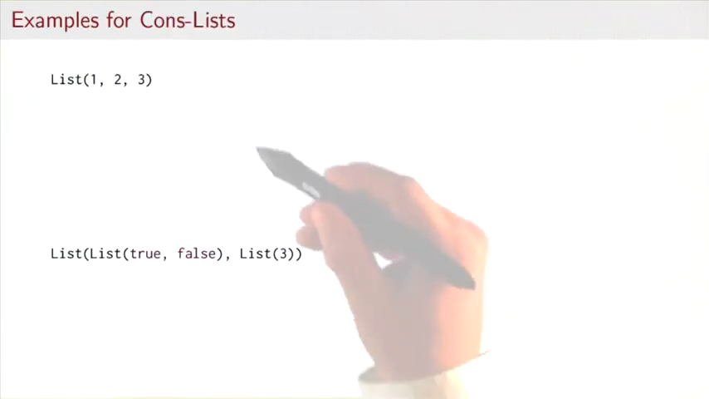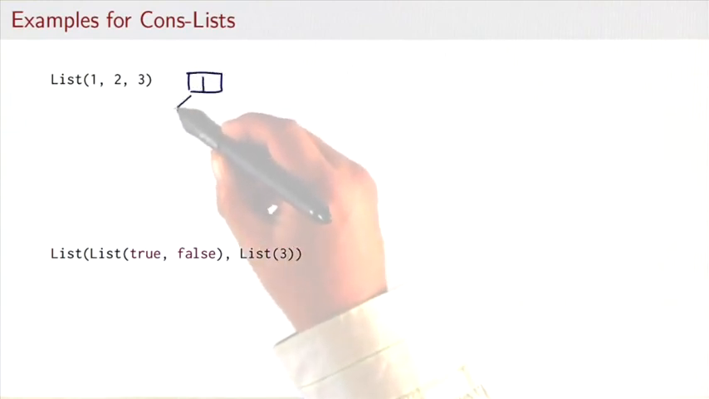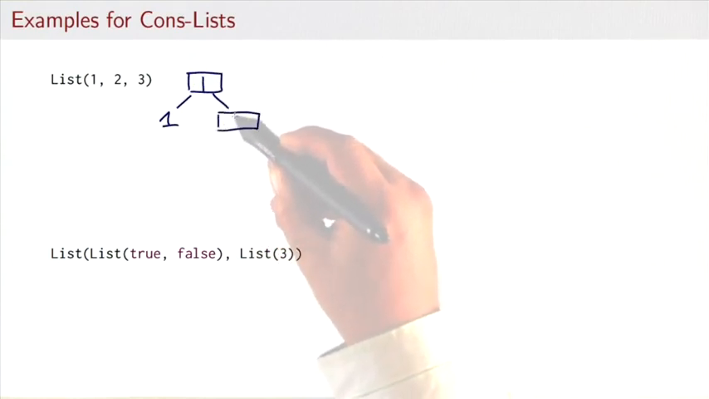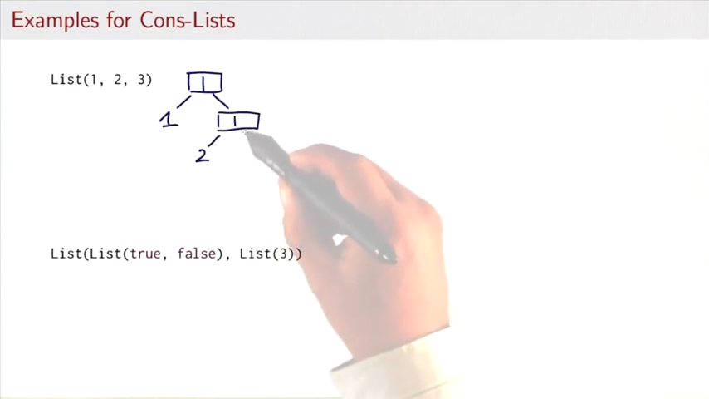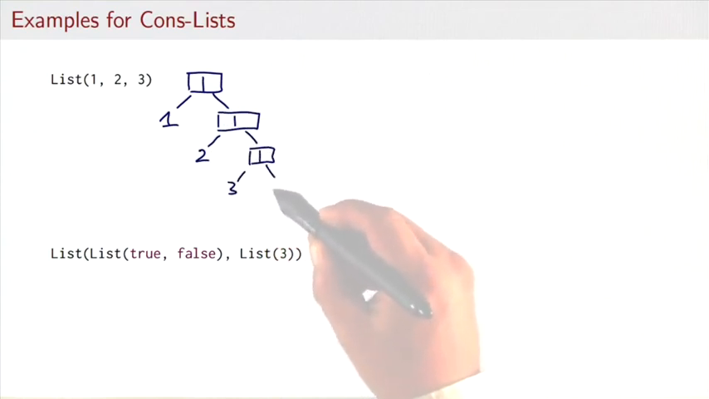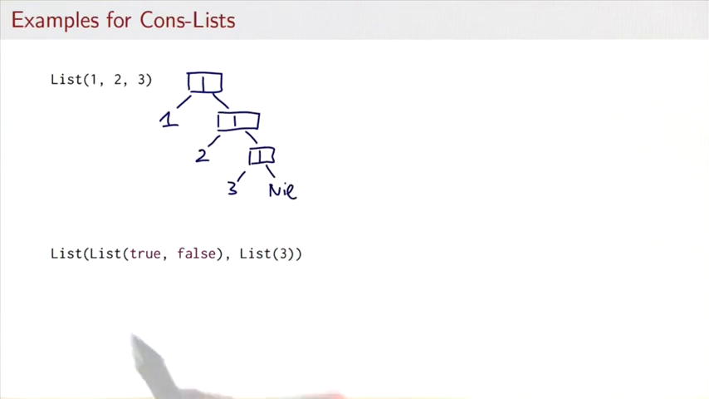The list 1, 2, 3 could be drawn as follows. We would have a first cons cell that contains the 1, and a reference to the next cons cell that contains the 2, and a reference to a cons cell that contains the 3, and finally this right field is Nil. Here's a somewhat more complicated example, a list containing 2 nested lists.